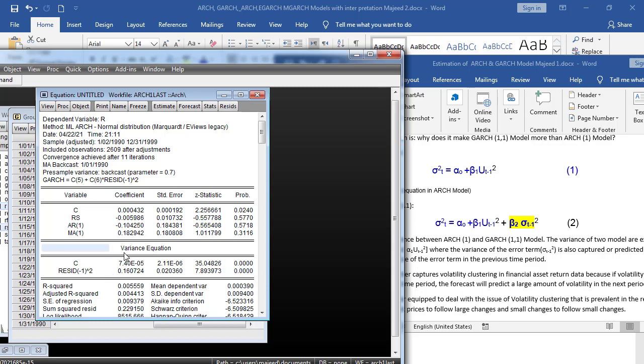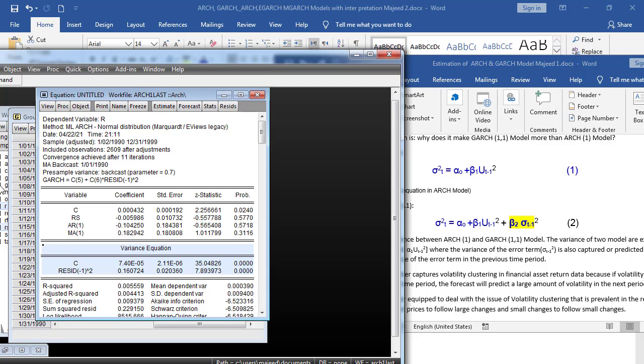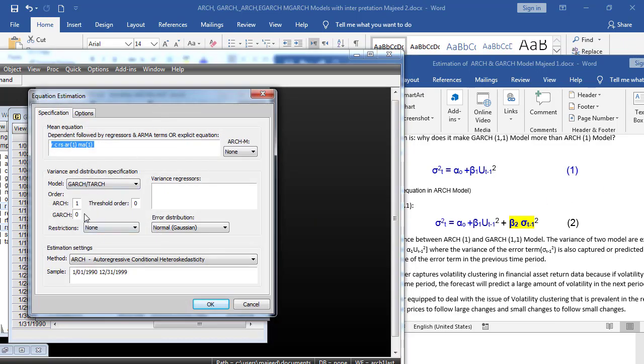So we look at the variance equation. As you can see here, this is the variance equation, and we find it statistically significant, and the ARCH effect is present in the data. Then, as the effect is present in the data, we have to apply the GARCH model. So in this case, I'll go to estimate, add 1 for ARCH and 1 for GARCH, leave everything else as it is, and press OK.